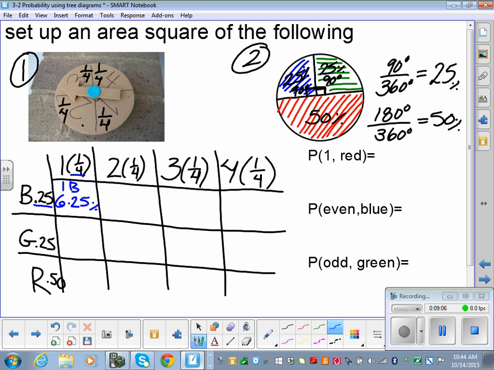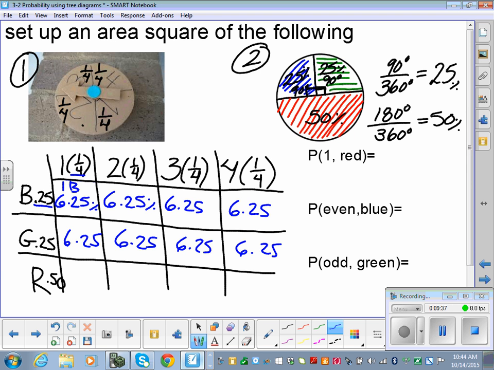So then we're going to do 0.25 times 1/4 again, right? Well, did we already do that once? It's going to be the same. So I'm going to say 6.25%. Once again, 1/4 times 0.25, same thing. So 6.25% chance. Let's see if this is different. 0.25 times 1/4. It's the same, right? So 6.25 is the same here.